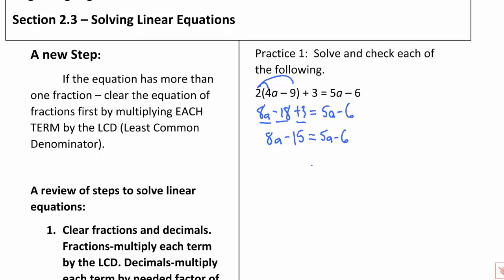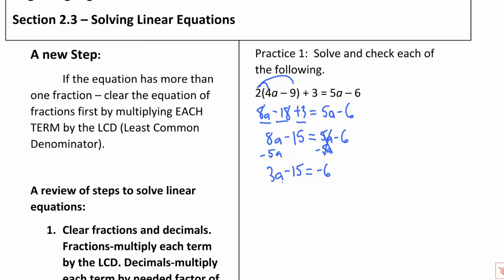Now I need to get all a's on one side and everything else on the other. I'm going to start out by getting this 5a moved over to the 8a. Remember, we need to subtract 5a from both sides. I'm only subtracting because that's a positive 5a. If it was a negative 5a, I would have added 5a to both sides. So that gives me 8a minus 5a, and 8 minus 5 is 3. So that's 3a minus 15 is equal to negative 6.